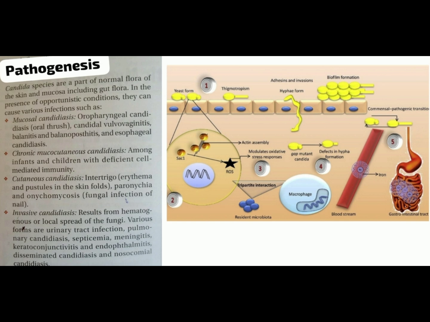Chronic mucocutaneous candidiasis occurs among infants and children with deficient cell-mediated immunity. Cutaneous candidiasis: intertrigo, erythema, and fissures in skin folds, paronychia, and onychomycosis, a fungal infection in nails. Invasive candidiasis results from hematogenous or local spread of fungal infection. Various forms are urinary tract infection, pulmonary candidiasis, septicemia, meningitis, keratoconjunctivitis, endophthalmitis, disseminated candidiasis, and nosocomial candidiasis.